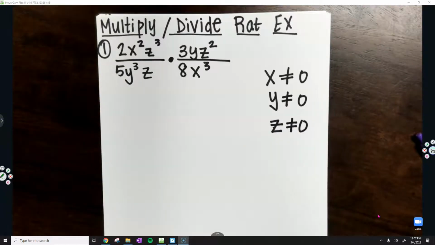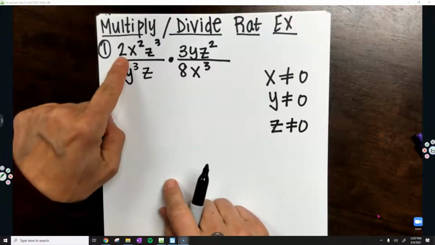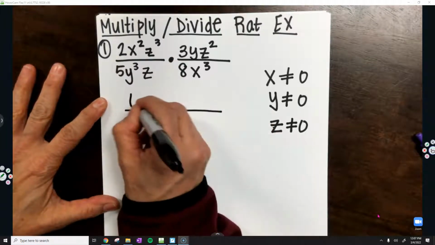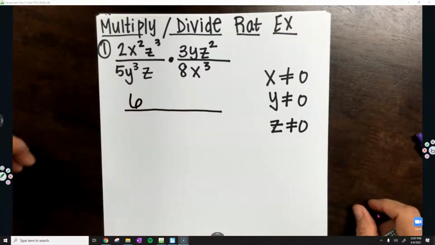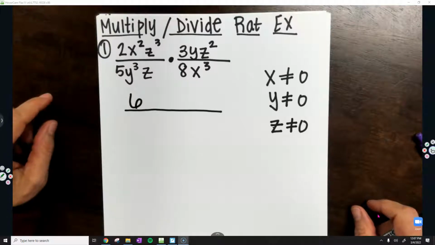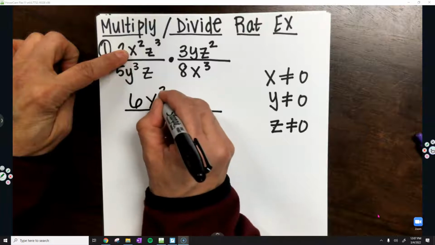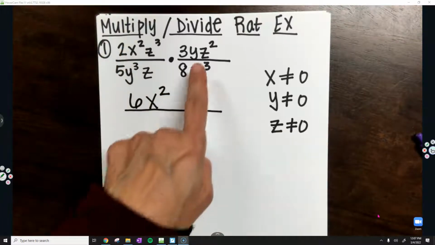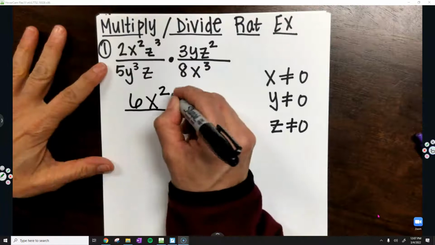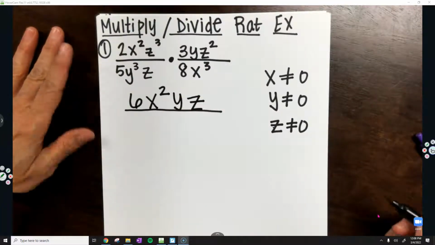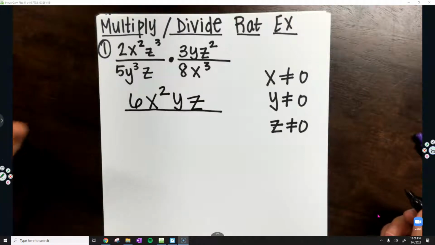And guys, remember, when you're multiplying, you just multiply straight across. So I'm going to do 2 times 3. So my brand new fraction is going to start with a 6. And I'm going to write the letters in order, guys. So on the top, you only have 2 x's. So I'm going to write x squared. For your y's, you just have a single one over there. And then how many z's are there? 5. That's right, there's 5. You add the z's.